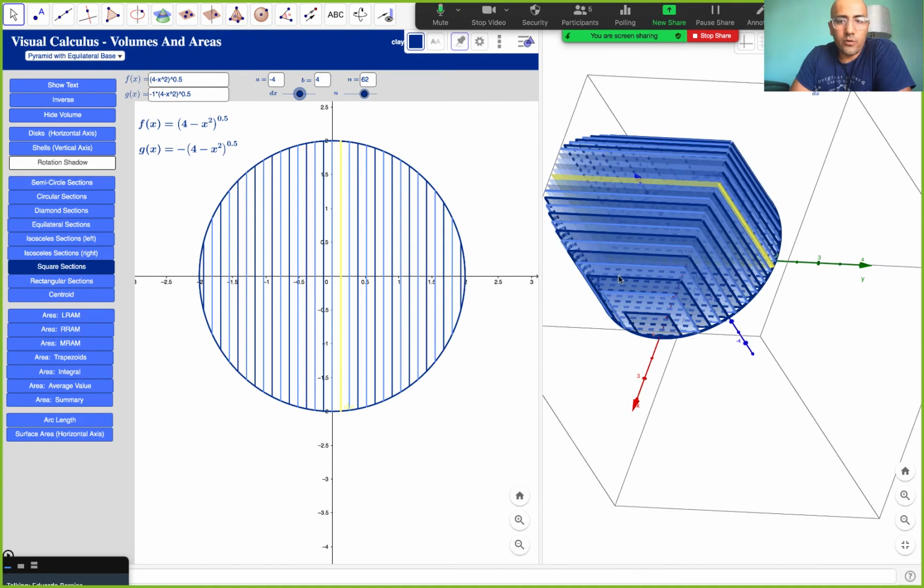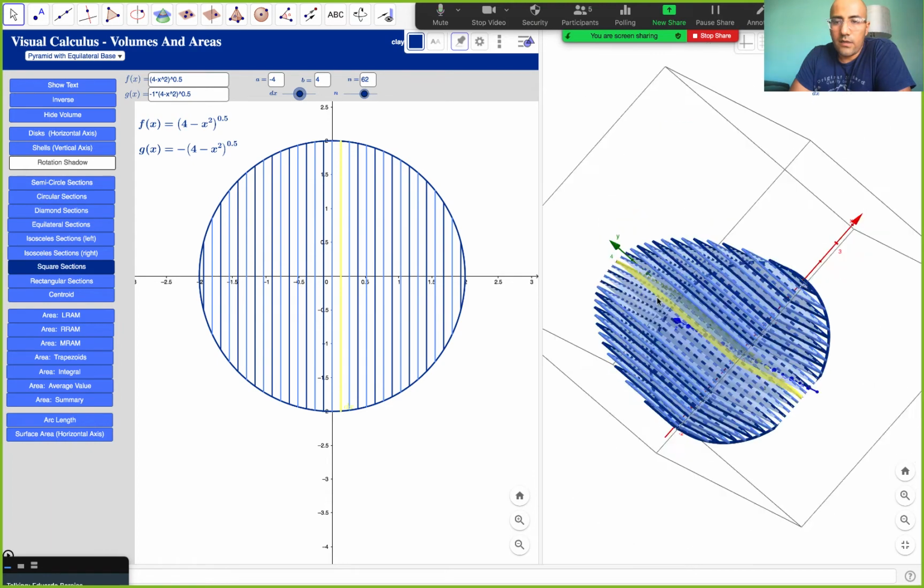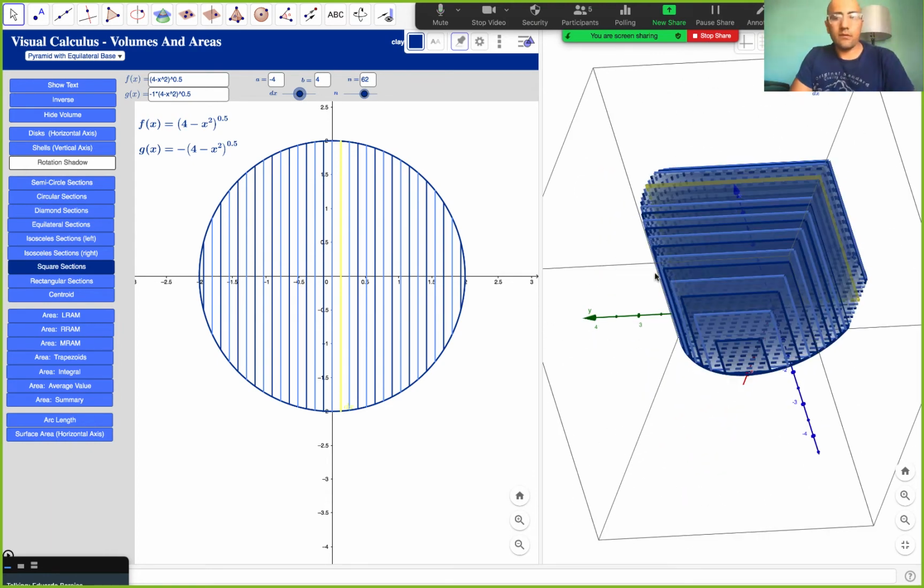All right, so keep working on that homework and let me know if you get stuck on anything. In the meantime, we're going to move on to 6.3 then.